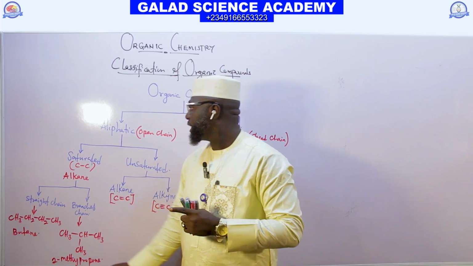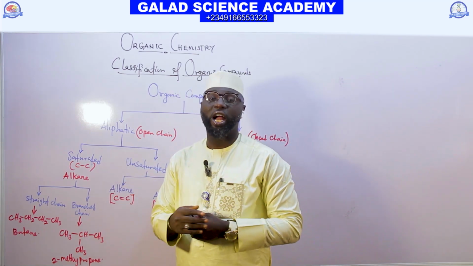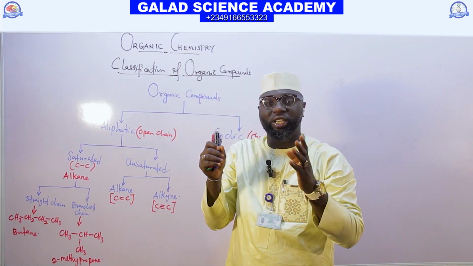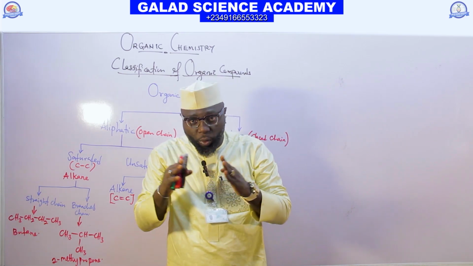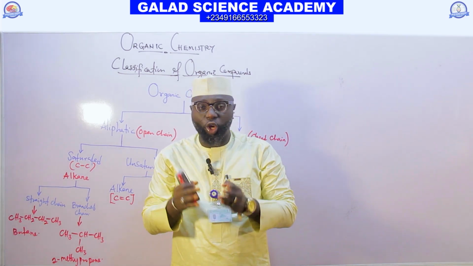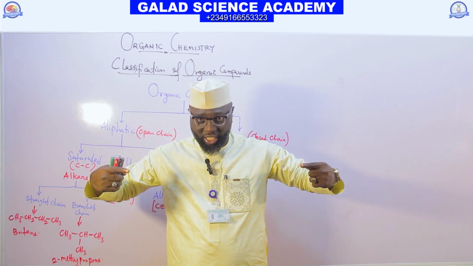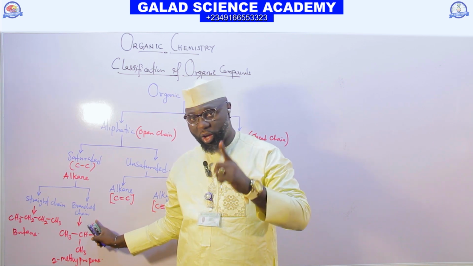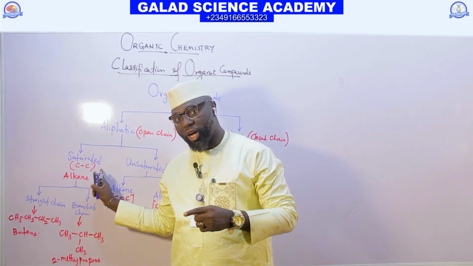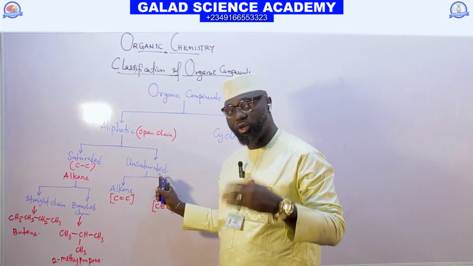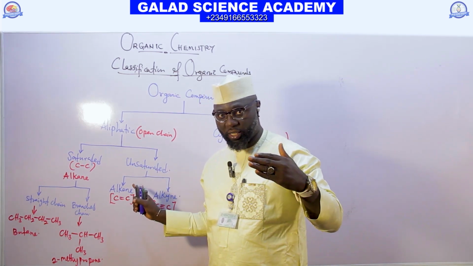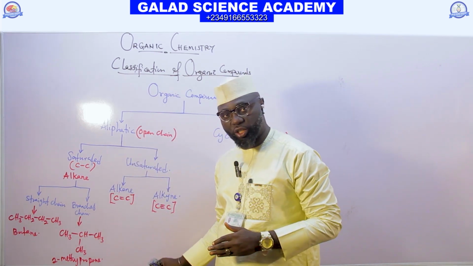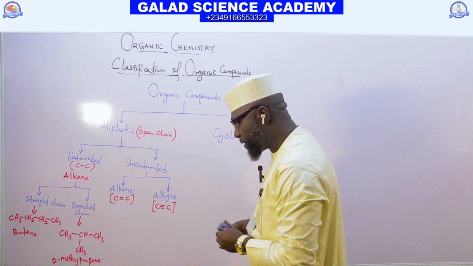So once again, the aliphatic organic compound is a compound that occurs in open chain. The open chain may be a straight chain or maybe branch. And it's very common in saturated hydrocarbon and unsaturated hydrocarbon, and some organic compounds can exist in a straight chain or in a branch chain.